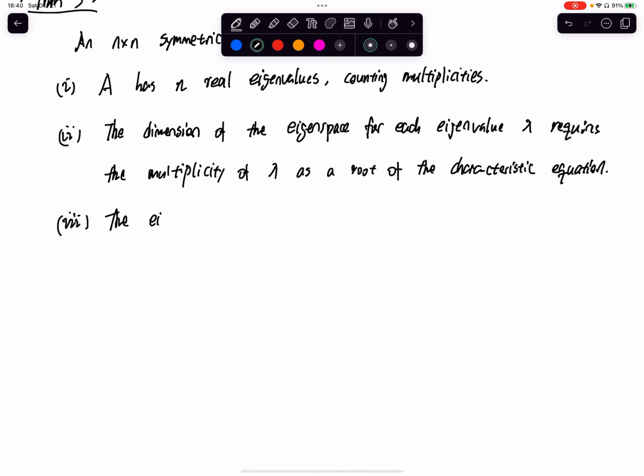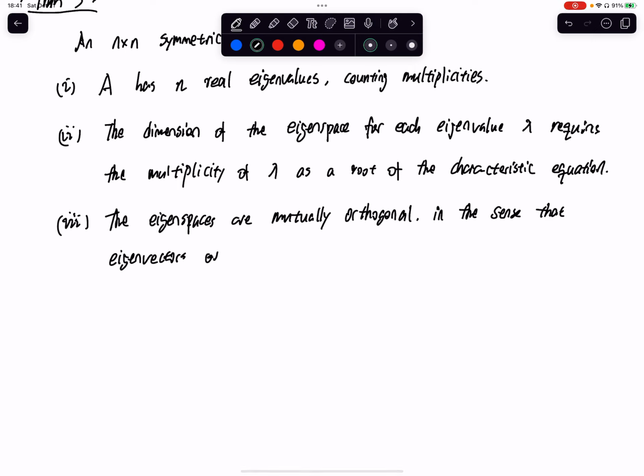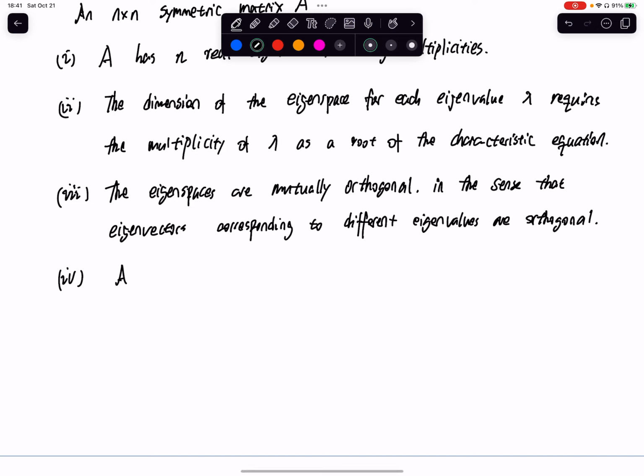Moreover, the eigenspaces are mutually orthogonal, in the sense that eigenvectors corresponding to different eigenvalues are orthogonal. Furthermore, A is orthogonally diagonalizable, as we have seen in theorem 2.